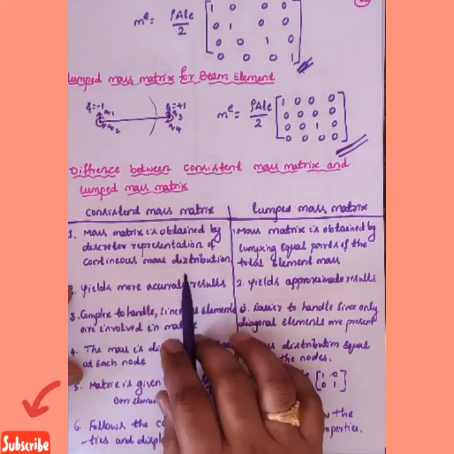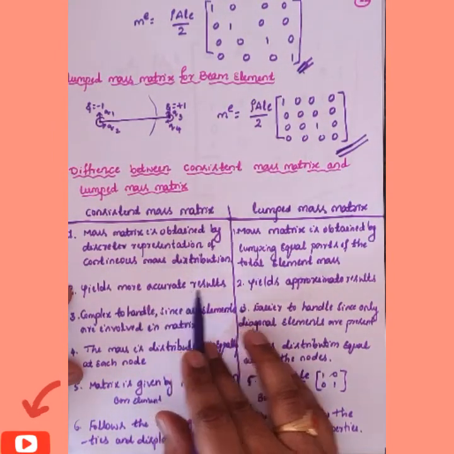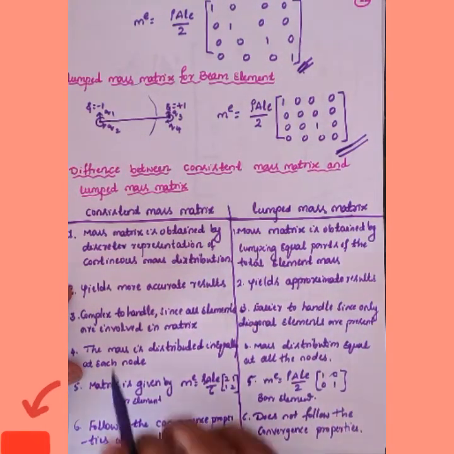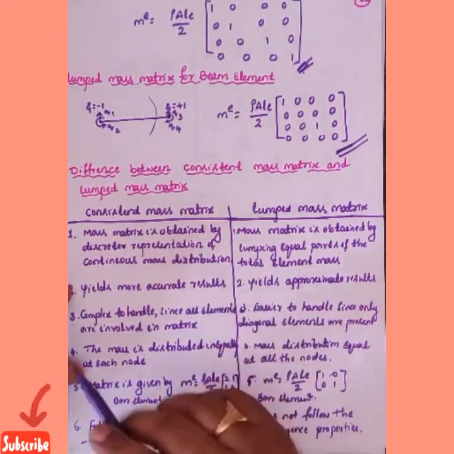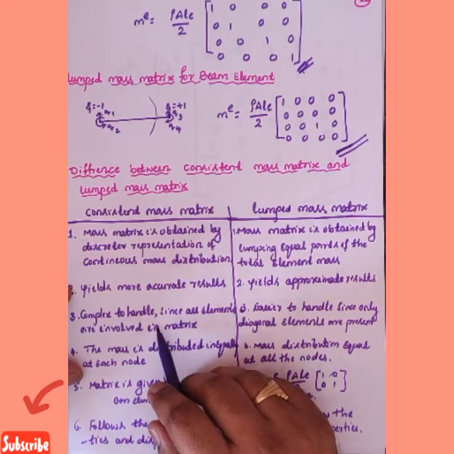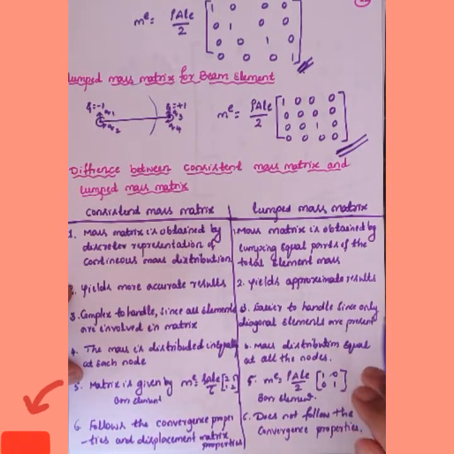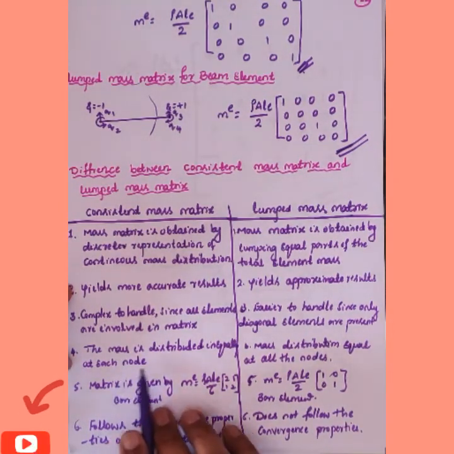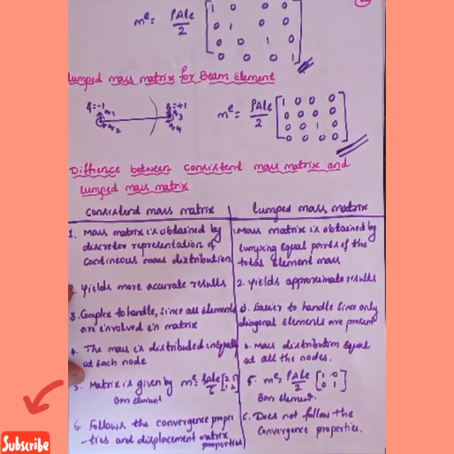The consistent mass matrix yields more accurate results, because here we have continuous distribution, compared to your lumped mass matrix. The lumped mass matrix gives approximate results. The consistent matrix is more complex because the number of values becomes more, since the complete matrix has values. There is a little bit of complexity compared to the lumped mass matrix, because the lumped mass matrix has only diagonal values and the remaining values are equal to 0. Now, for the consistent matrix the mass is distributed throughout the element, whereas in the lumped matrix it is distributed only at the nodal points.